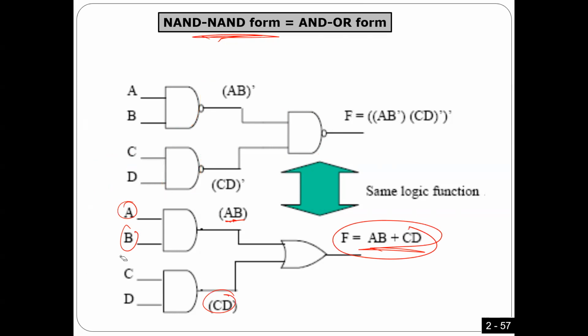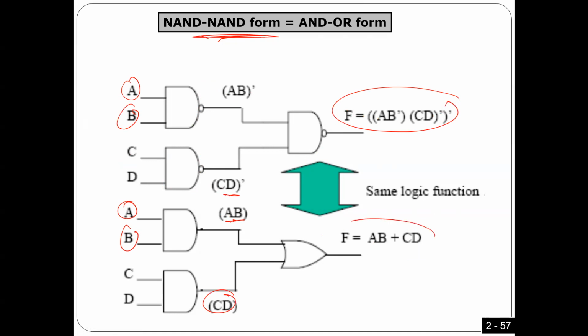Let me prove it to you. So here we have AB prime, CD prime, and then F equals this one. But this one is not equivalent to this one? No, it is. Just take De Morgan. So if you take De Morgan, we have (AB)' , (CD)' and then prime again. So this one becomes like this one.